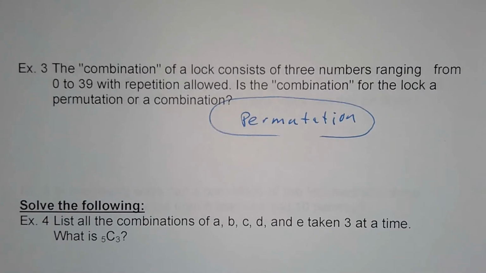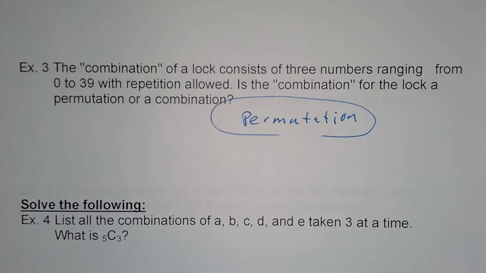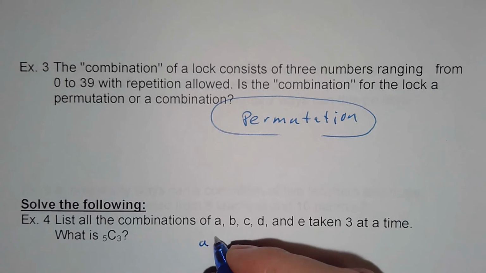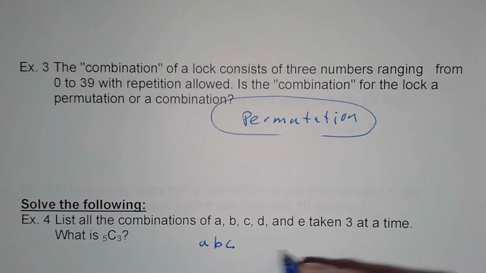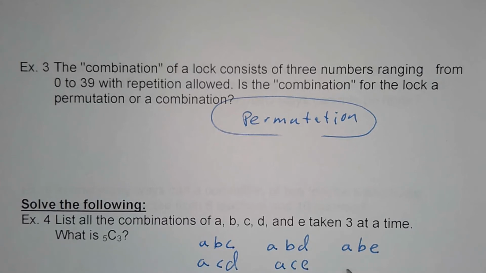Let's list all the combinations of A, B, C, D, and E taken 3 at a time. So remember, order doesn't matter, so I'm just going to be systematic. So I could first do A, B, and C. I could do A, B, and D. And I could do A, B, and E. I could then do A, C, D, A, C, E, and A, D, E.